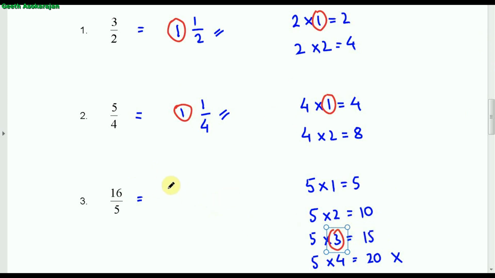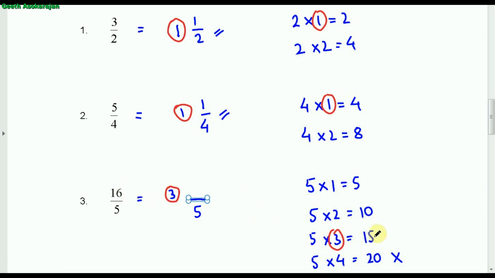Okay, so remember the idea. Here's the idea, guys. Let me remind you. The idea is we write down that 5 here. 5 goes into 16 3 times. And since 5 times 3 is 15, we need the difference between 15 and 16 here. Or you can count from 15 to 16.